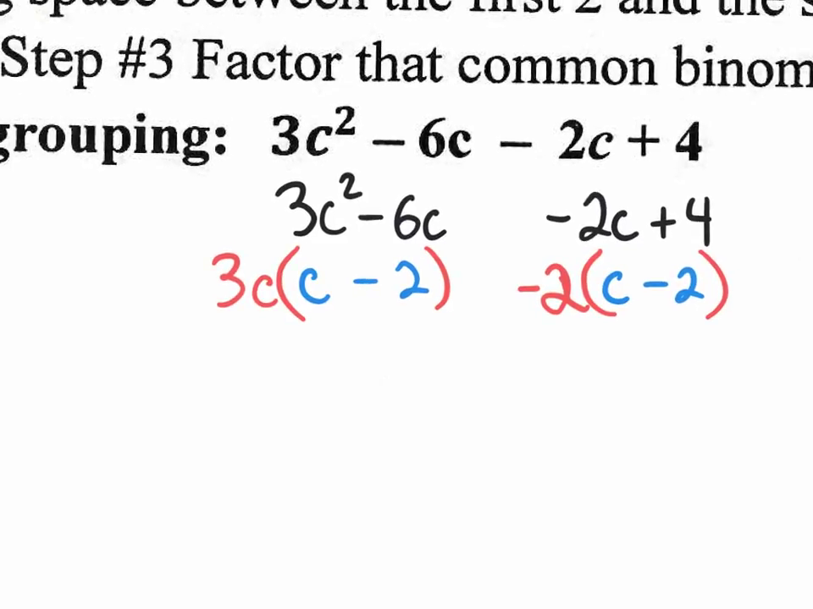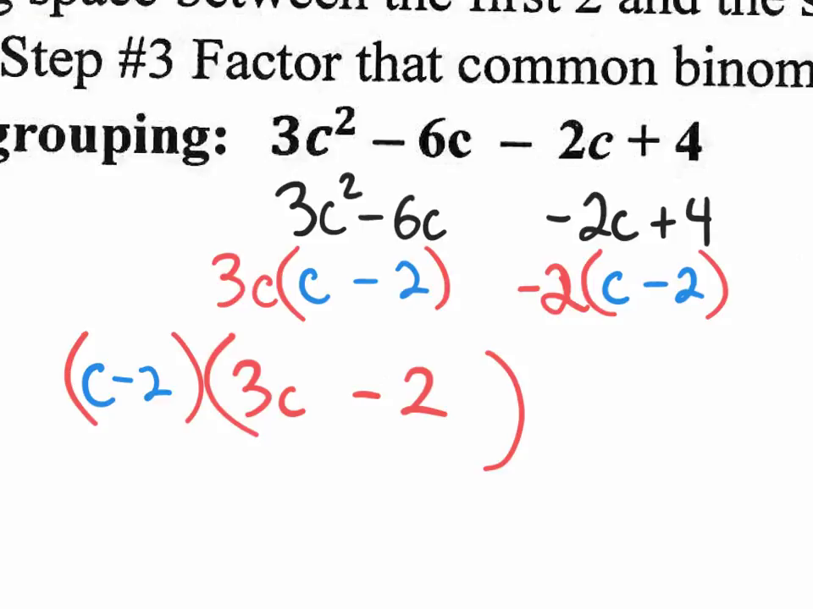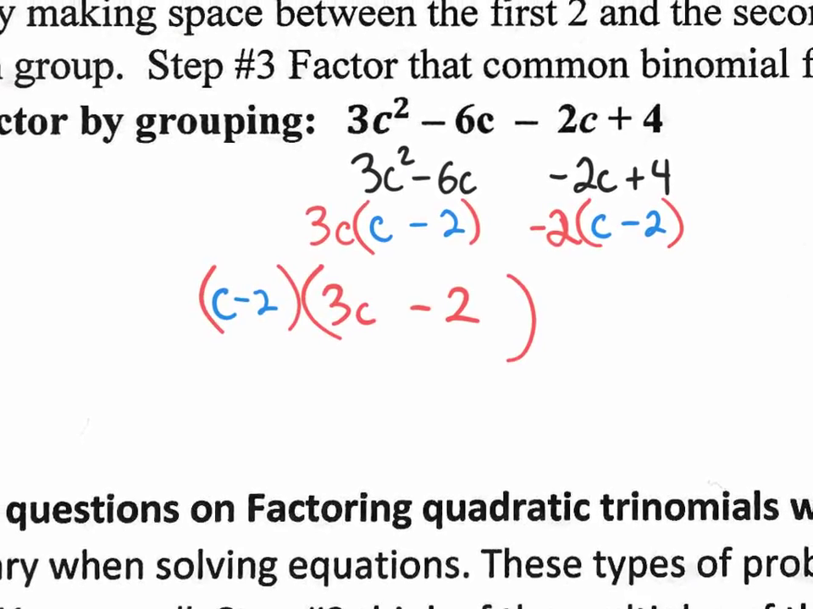Now, the last step on factoring by grouping is to take a step back and factor out that common binomial in your first group and your second group. So that common binomial is C minus 2. So if I take this C minus 2 and this C minus 2 and pull them out here in the front, I'm going to have some parentheses left over. And what's left? This 3C's left and this minus 2's left. So you just bring them down, right? 3C right here and minus 2 right here. And ladies and gentlemen, that's your factored form. That was factoring by grouping.